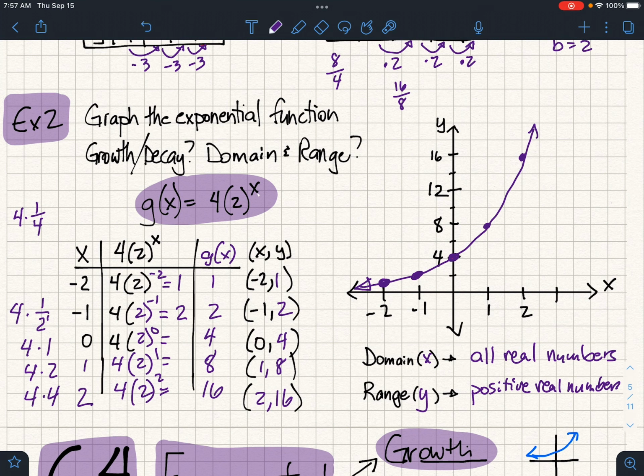And there we go. Sometimes it's going to be like all the values, positive numbers bigger than 4, or all the negative numbers, right? So watch out with the range. It's a little bit trickier than the domain. Domain, usually you can plug in any numbers you want with these types of graphs.